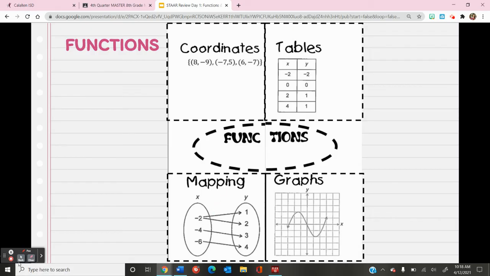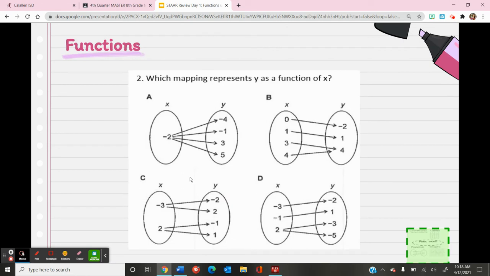Number 2 says, which mapping represents y as a function of x. So remember for mappings, every x value has to be paired with exactly one y value. I can tell which one is not a function by looking at how many lines are coming from one x value. I should only have one line coming from each x value. So looking at A, I have -2 being paired with -4, -1, 3, and 5. And my question is asking me which one represents a function, so I am looking for a function here.